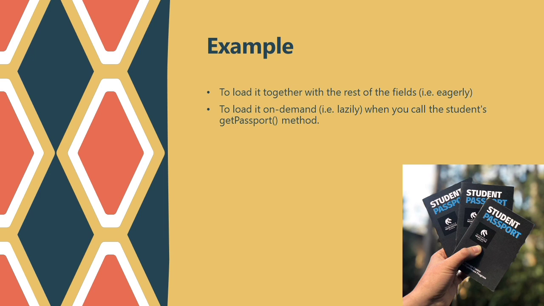Now you load a student from the database, JPA loads its ID and name fields for you. But you have two options for how passport should be loaded. 1. To load it together with the rest of the fields. Or 2. To load it on demand when you call the student's getPassport method.